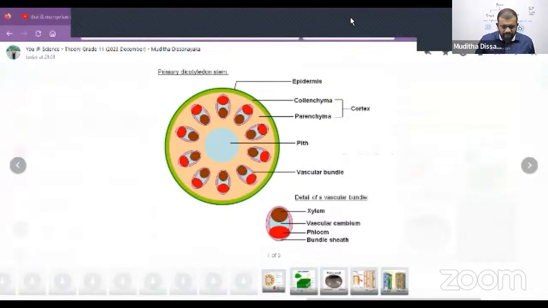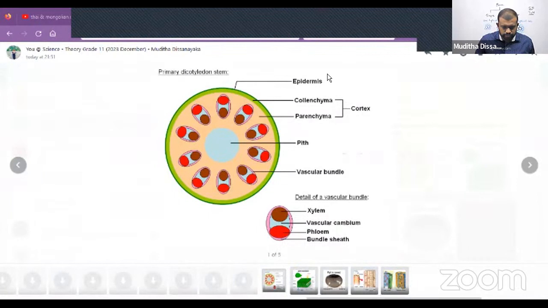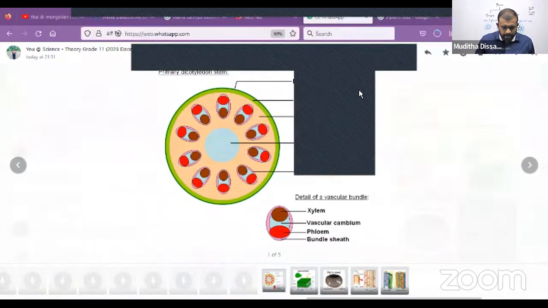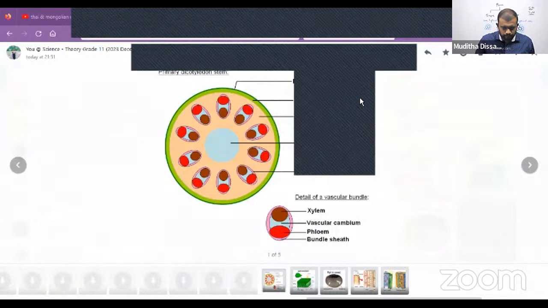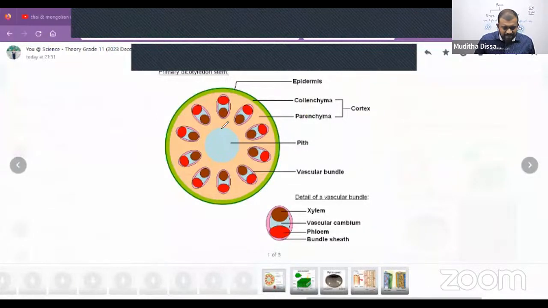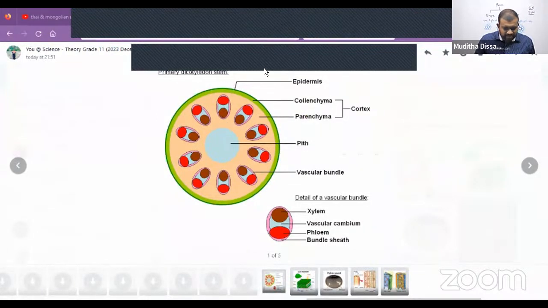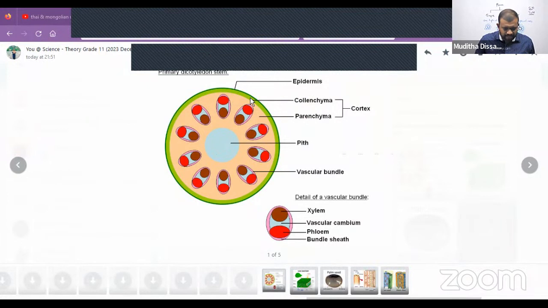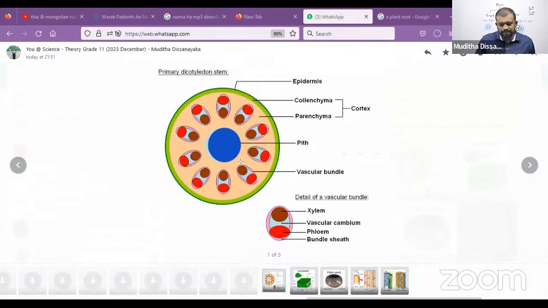This is the image that I have provided to you. Pith means this inner part. Remember, an inner circle is present. This is the pith. Inner circle. Right? Cortex means now you can see two circles. The circles are present. This one, the area which is colored with beige color and green color.